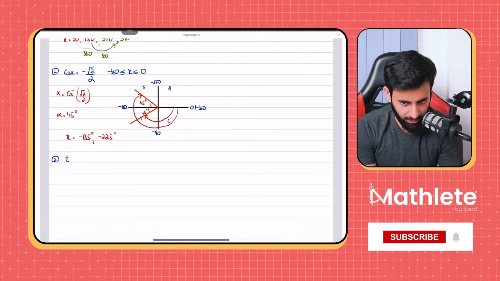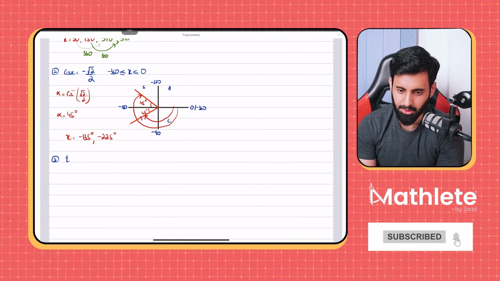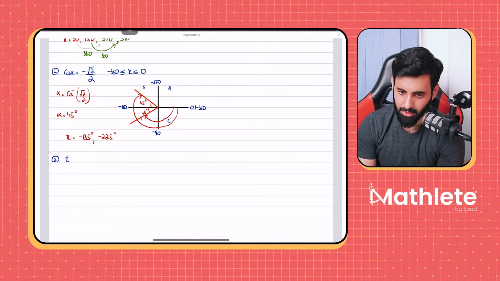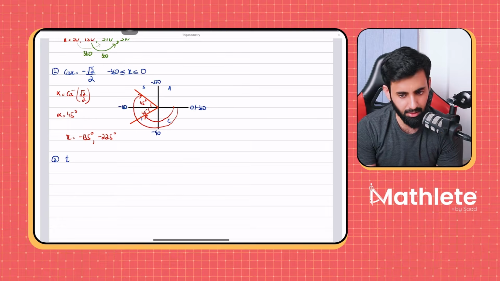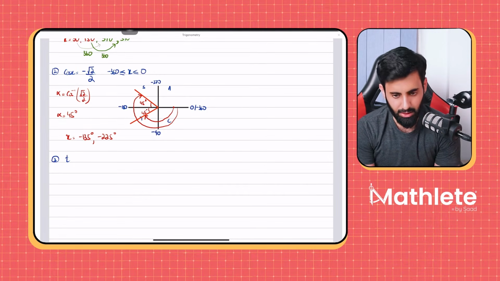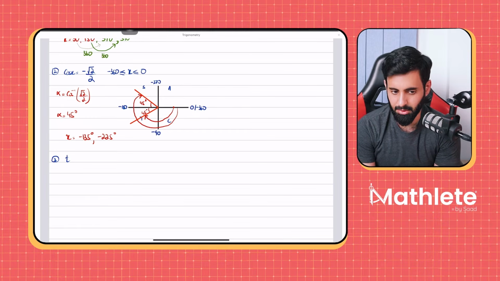Whenever you're finding alpha, remember, the standard rules are non-negotiable. The standard rule is that when you're finding alpha, you take the inverse of the positive value. Standard rules we will not change. When we're going in a clockwise direction, it's negative. When we're going in an anti-clockwise direction, it's positive. Why is that? This is a standard rule that we have set.